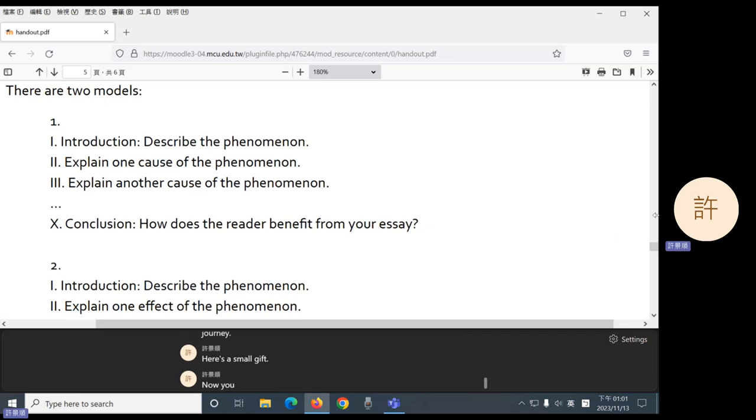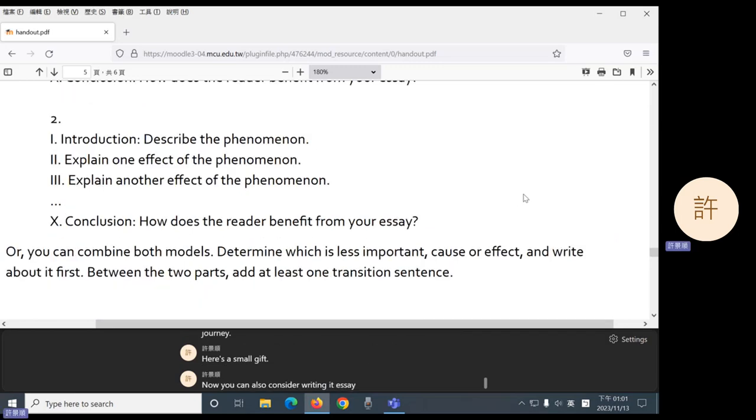Now, you can also consider writing an essay about the effects of a phenomenon or event. So the structure is similar. First, introduce your topic, describe what it is, and make the reader feel like it is important to understand, or at least make it interesting. Then spend one paragraph on each effect. So like one thing this caused was this. Another thing that happened because of this was that, right?